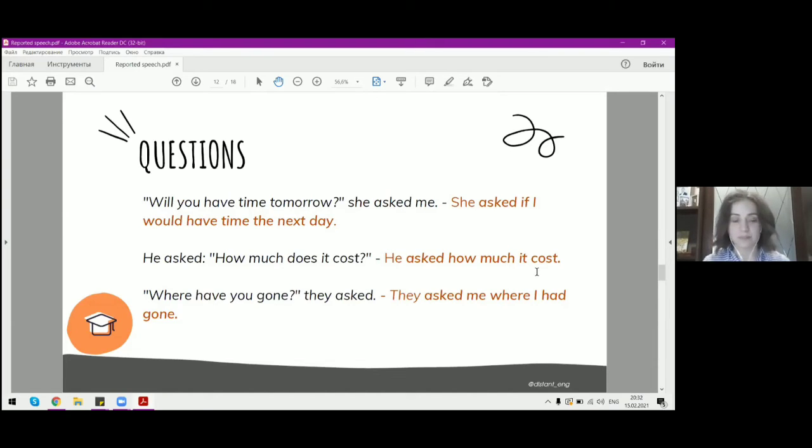Well, the next example we are going to talk about is: where have you gone? They asked. You see that here we have present perfect. Present perfect is turning into past perfect. We have "where", the question word. That's why it will be in the first place. They asked, for example, me. So I've stated it in here. If you don't want, you cannot do that. It's okay. They asked where I had gone, or they asked me where I had gone. Past perfect is in here. They were asking about me, myself. That's why I transformed "you" into "I".